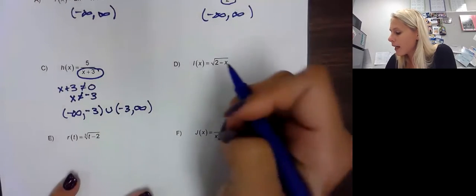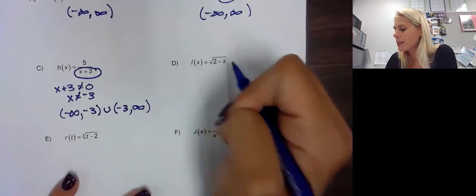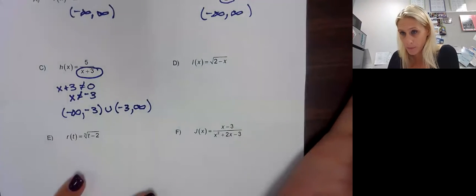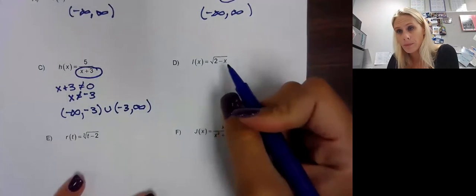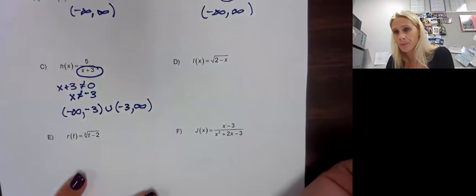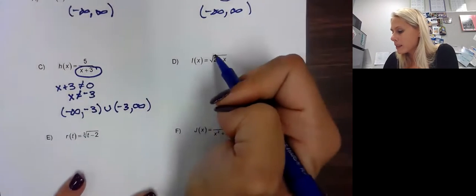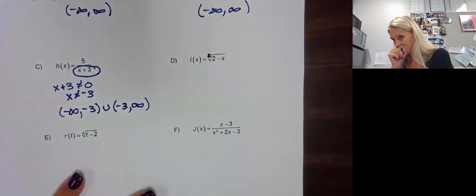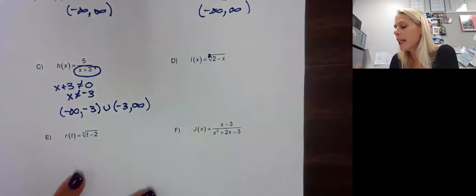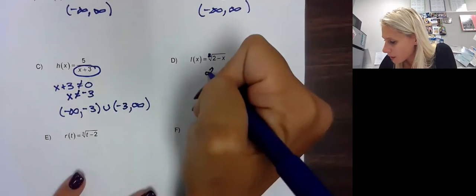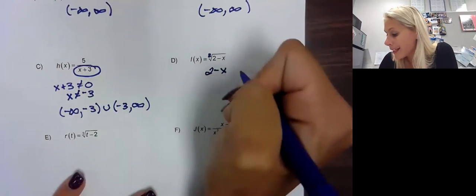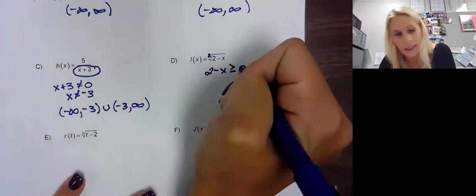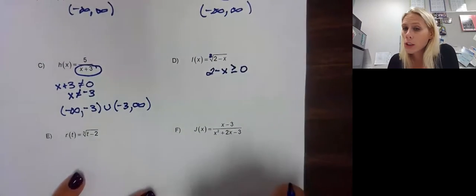D, i of x equals the square root of 2 minus x. Okay, denominator. Technically it's there, but it's the value of 1. I see a root. Is this an even or an odd root? Make sure you remember that this is a square root, which means this is technically a 2 there, but it doesn't have to be. So it is an even root. Even roots say what's under the root cannot be negative. So this has to be greater than or equal to 0. And then we're going to solve.